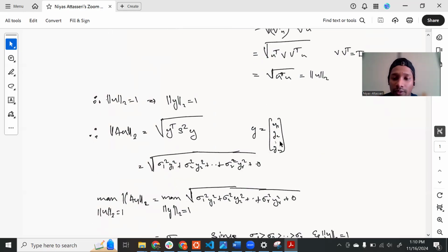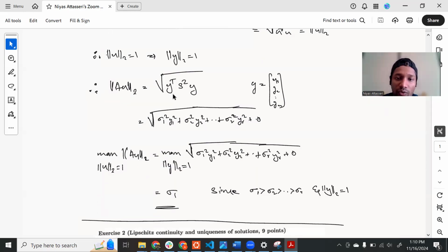So we are considering that rank is less than this, or otherwise it will go all the way to the last column. So here we know that y transpose S square y will become sigma 1 square y1 square plus sigma 2 square y2 square, etc., up till sigma r square yr square. All the rest of the values go to 0, since after sigma r the diagonal entries are equal to 0.